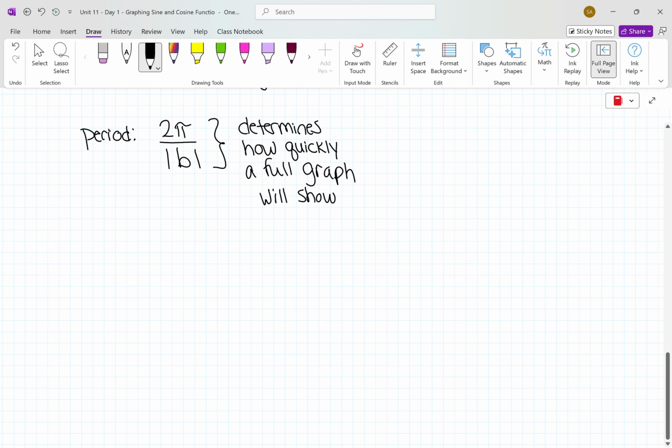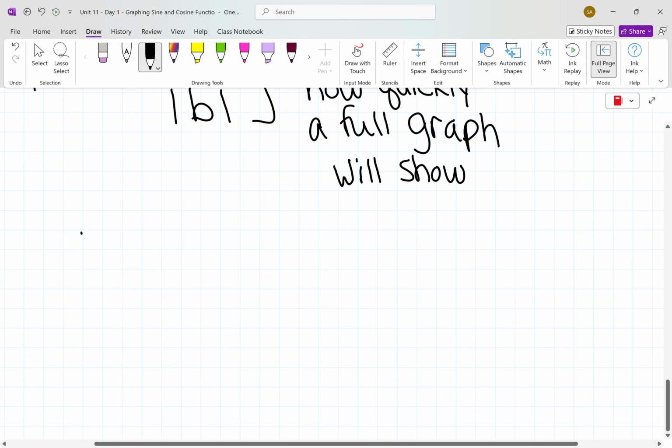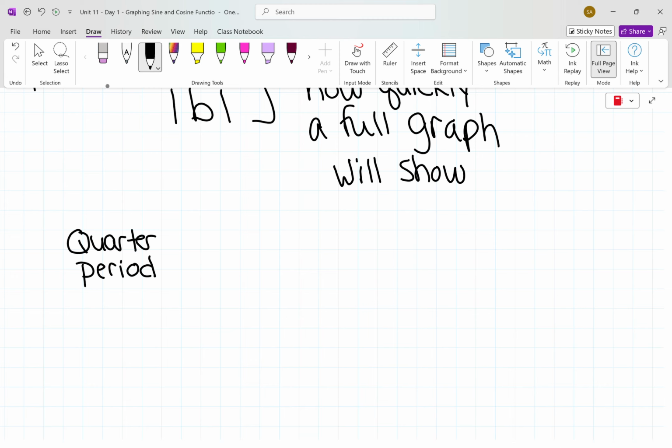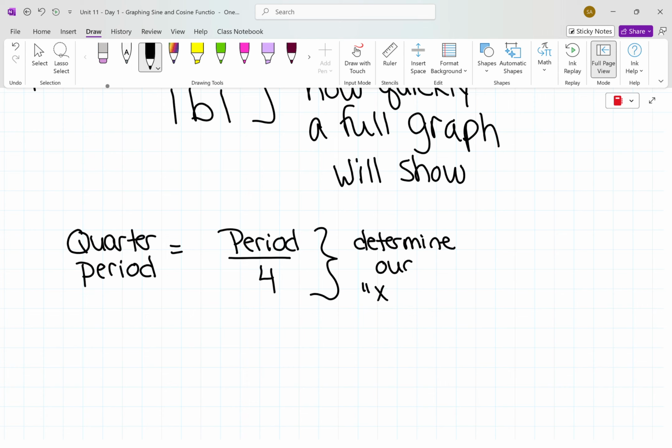Okay, quarter period is going to be the period divided by 4. And what this represents is going to determine our x coordinates.